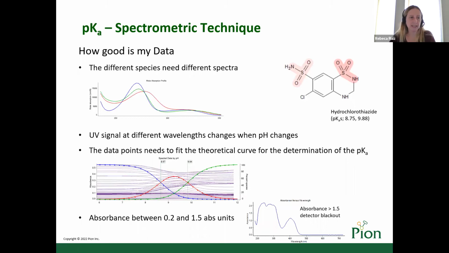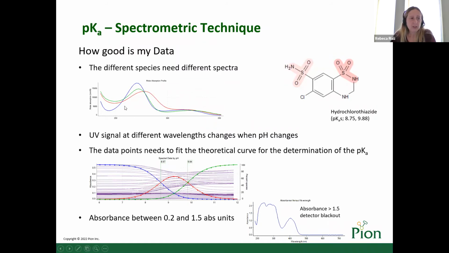How good is my data? As both analyses, fast UV and UV metric, are spectrometric analysis, data processing is the same, and the same software display will be applied for both. To have good data, the species which are involved in the pKa's need to be different. And by different, I mean different spectra.